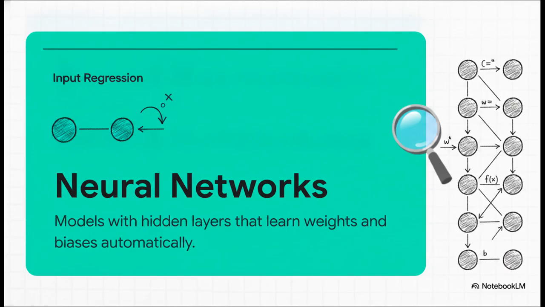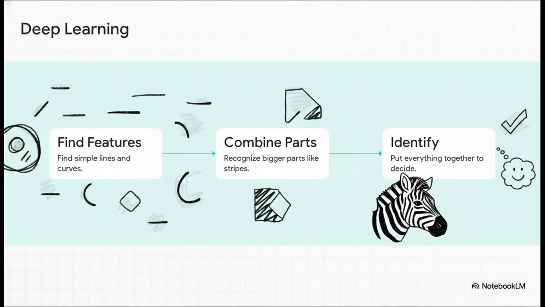It uses calculus and linear algebra to automatically adjust weights and biases. Each layer transforms the data slightly and passes it on to the next. Let's see how this builds when we stack multiple hidden layers, unlocking what we call deep learning. The network begins to learn increasingly abstract representations.